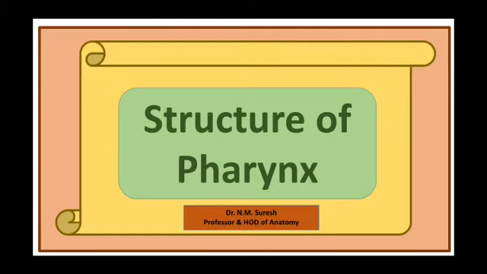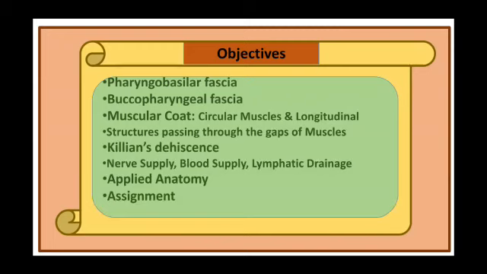Today we'll be talking about the structure of the pharynx. At the end of the session, you should know about the pharyngobasilar fascia, buccopharyngeal fascia, the muscles forming the pharynx, that is the circular and longitudinal muscles, structures passing through the gaps of the muscles, Killian's dehiscence, nerve supply, blood supply, lymphatic drainage, applied anatomy of the pharynx.